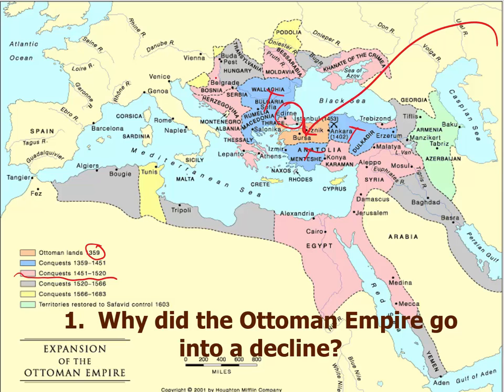The period from 1451 to 1520 is a great period of expansion for the Ottoman Empire, because everything here in pink is all land that the Ottoman Empire acquires. And so you can see that they're a rather large empire. From 1520 to 1566, they begin to acquire the land in gray. From 1566 to 1683, they acquire the land in yellow, with just this last bit of land going back to the Safavids in 1603. So by 1683, we see that the Ottoman Empire is at the height of its power.